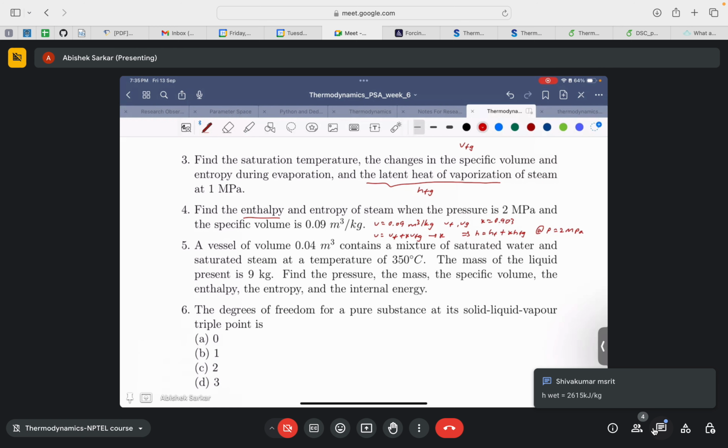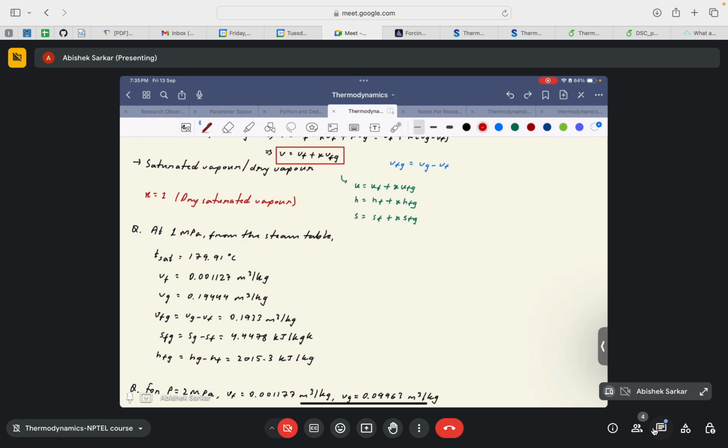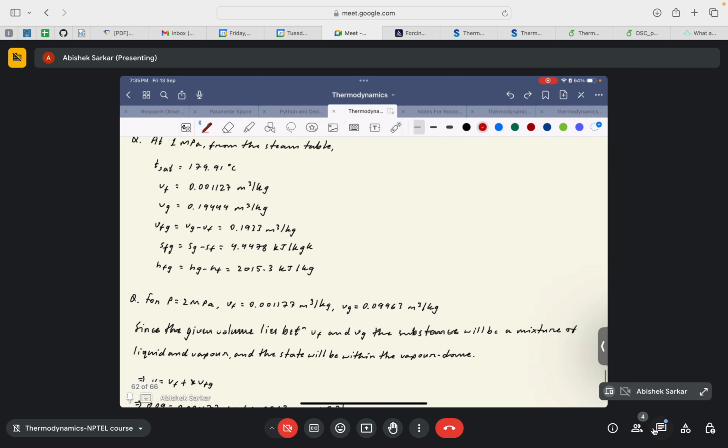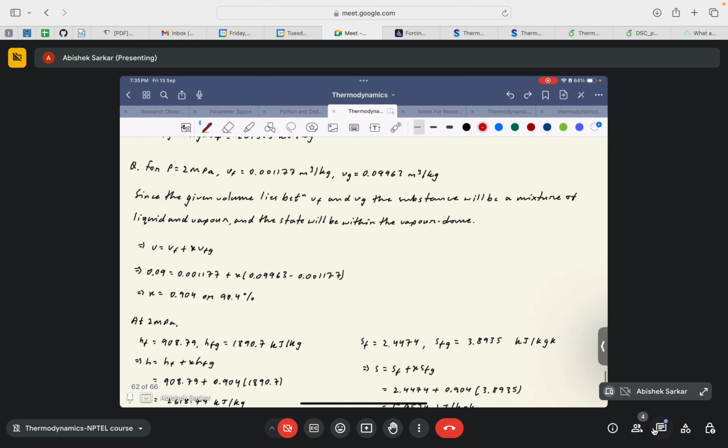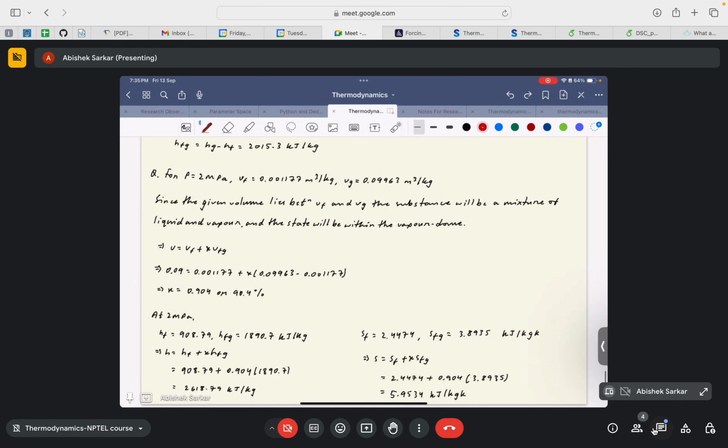Yeah, exactly. It's correct. So let us go to the solution. Just for other viewers, just to verify. At P equal to 2 megapascal, we had Vf as 0.0017 centimeter cube per kg and Vg is equal to 0.9963 meter cube per kg. So the given volume 0.09 lies within this region. So it is in the liquid vapor dome.